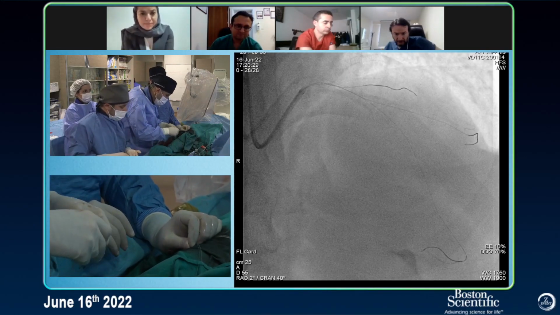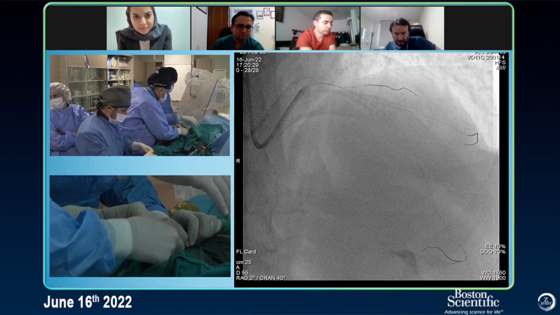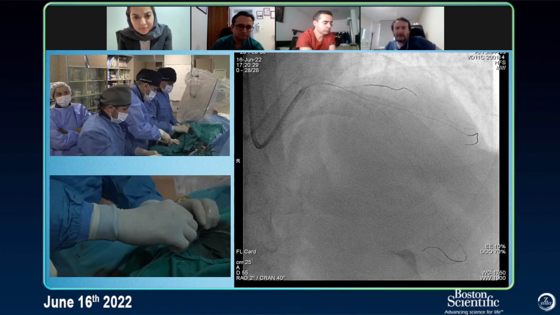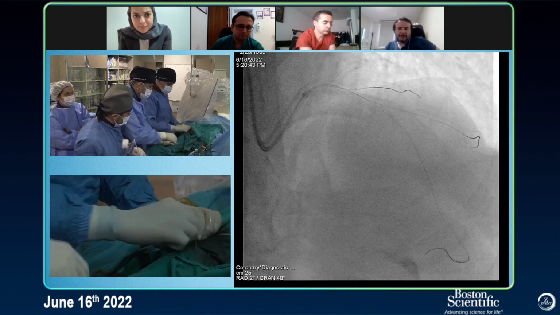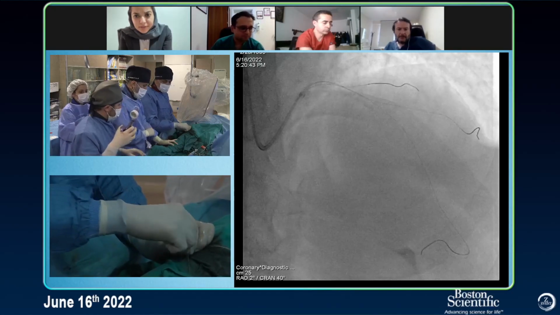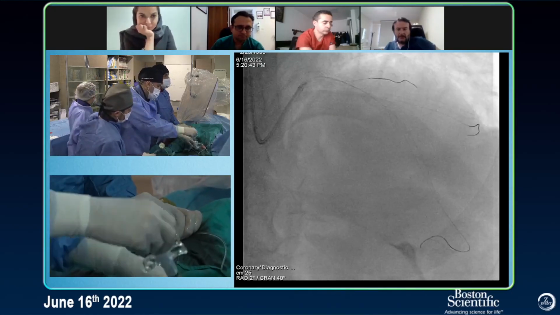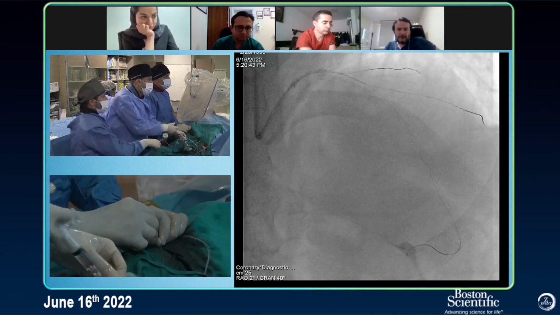So obviously this is a complex lesion. You see that we have an issue with the diagonal. We didn't touch it, but still we have an issue. It could happen. And our ACT is good because it was 300 and we gave 2,000 more.